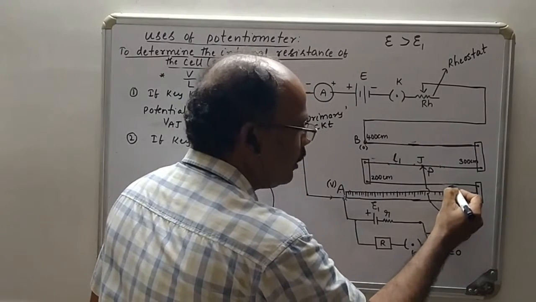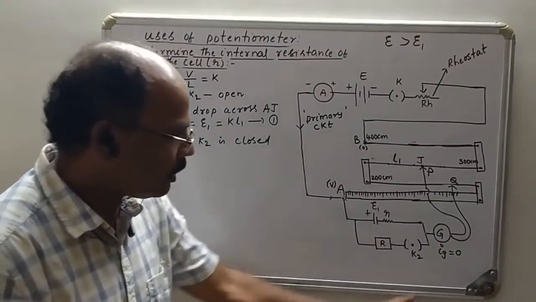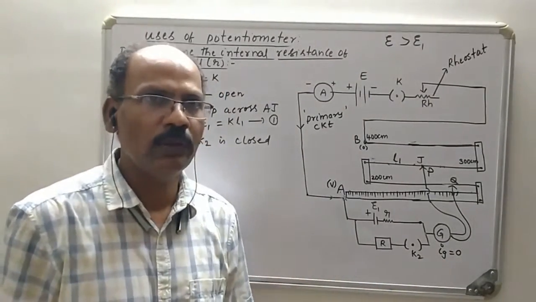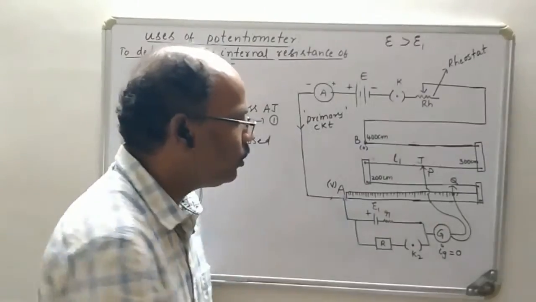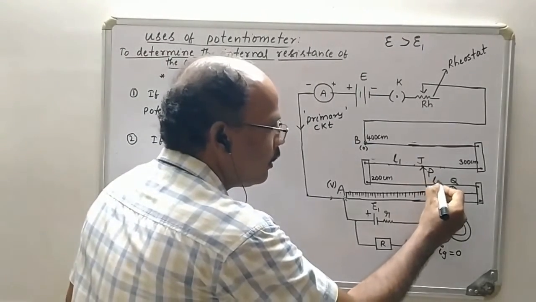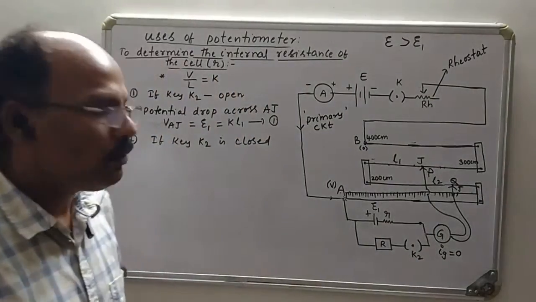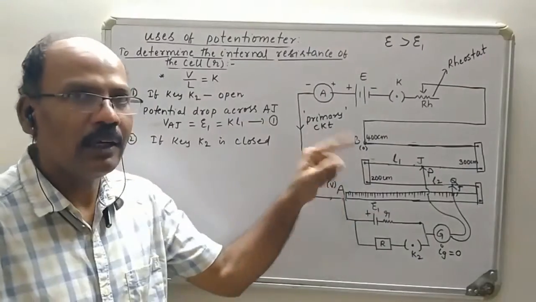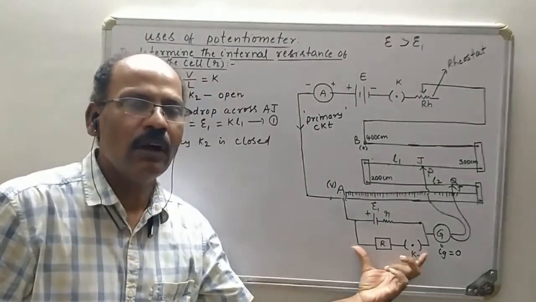So when the jockey J touches at a point, let us say Q, then the current passing through the galvanometer is equal to 0. Then the balancing length between the point A and Q is, let us say, L2. Then what is the potential drop? That drop is equal to the potential drop across the resistance R.